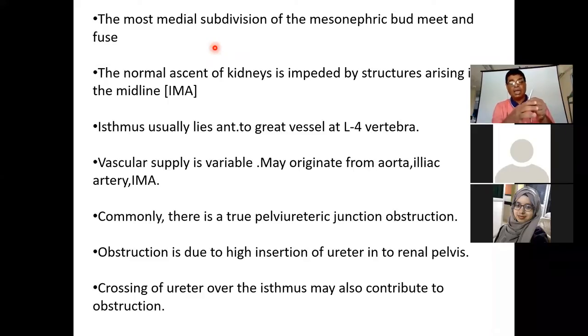Where will this isthmus lie? The isthmus will lie over this structure. What is this? This is the abdominal aorta, the big vessel. The isthmus comes in contact with the inferior mesenteric artery and lies in front of the abdominal aorta. Because of the inferior mesenteric artery, it cannot go further up to its normal position. So this is another type of ectopic kidney, not ectopic pregnancy, sorry. It lies anterior to the great vessels at the L4 vertebra. This is not the normal position of the kidney, which we discussed in detail in the last class.